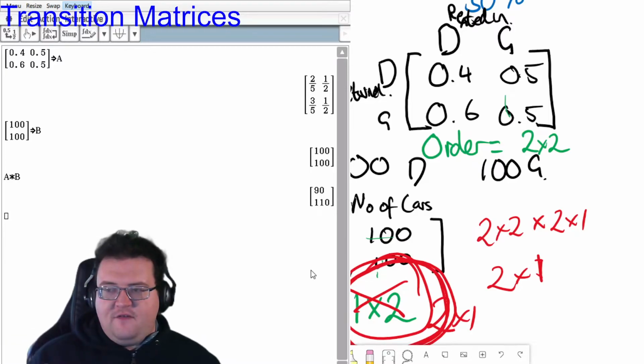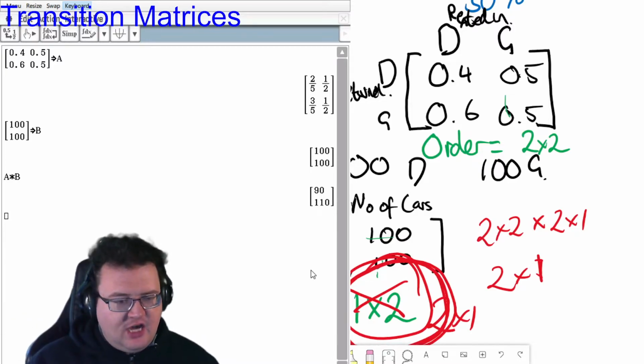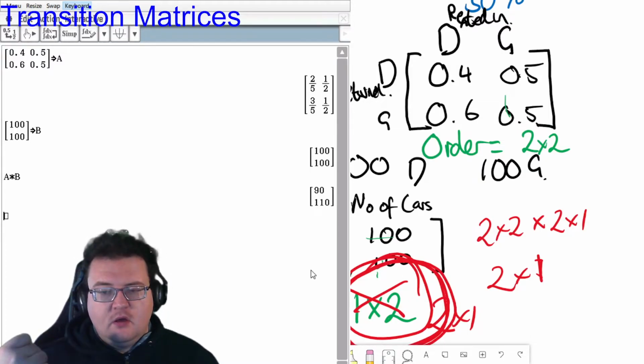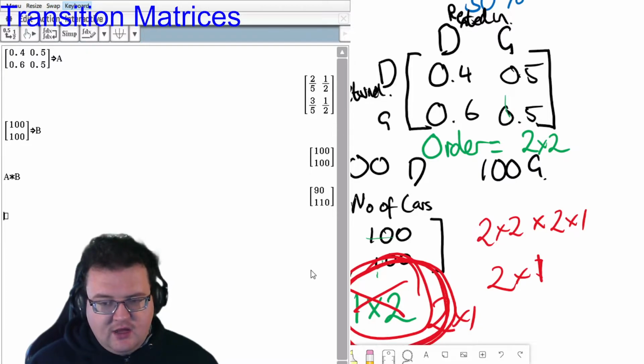So if at the start of the week there are 100 cars in each place, because of the way the rental system works, at the end of that first week you're only going to have 90 cars in Dandenong and 110 cars in Geelong.